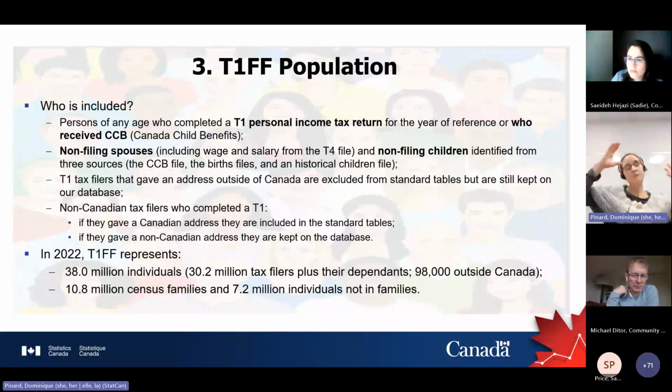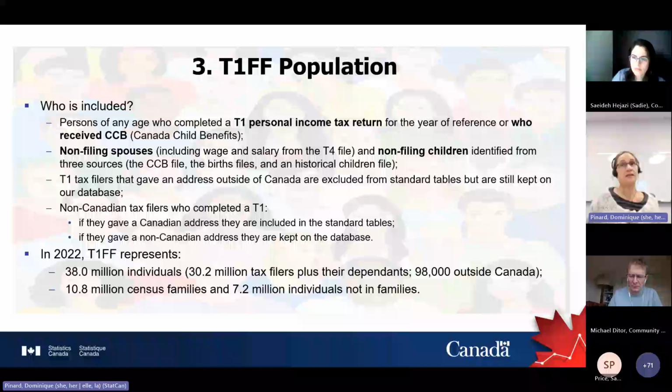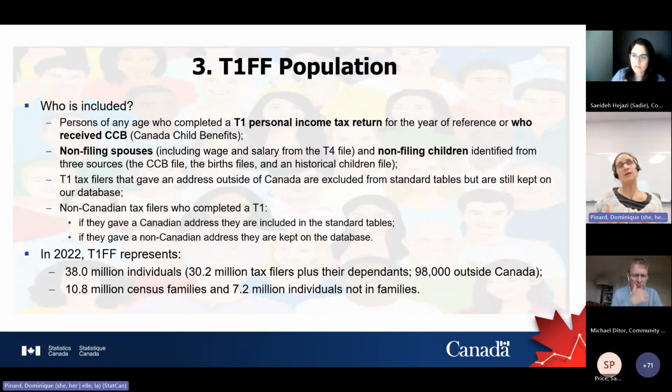So we have a chunk of people, about 30 million, who are tax filers, and there are about 8 million dependents, which could be non-filing spouses or children. 98,000 of them are actually outside Canada. This universe of individuals allows us to create 10.8 million census families and 7.2 million individuals not in a census family. So you might be hearing those terms very often.